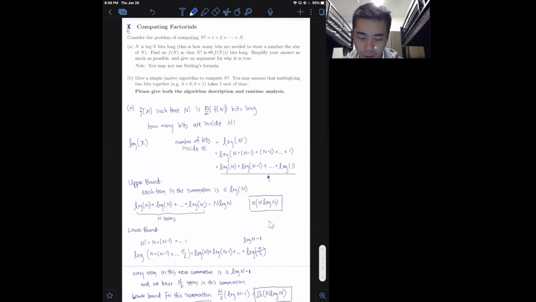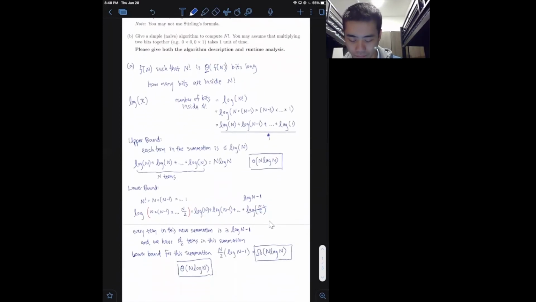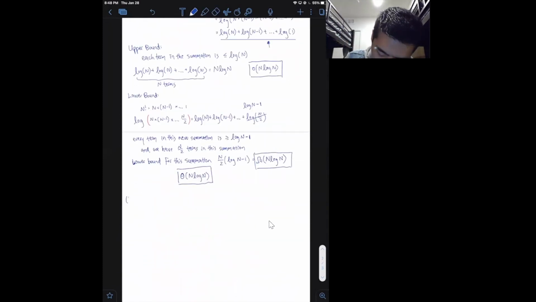So now let's move on to part B. Give a simple algorithm to compute n factorial. You may assume that multiplying 2 bits together takes 1 unit of time. Okay, so let's do part B, right? Let's just go ahead and come up with a simple algorithm to start with that will calculate n factorial.